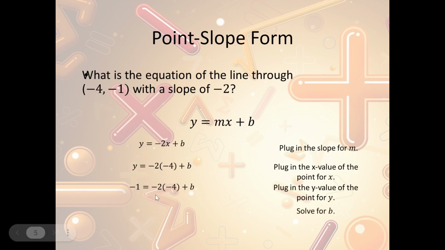Now we just solve for b. Well, negative 2 times negative 4 is positive 8. So that's negative 1 is equal to 8 plus b. We're going to get rid of this 8 by subtracting. So we subtract 8 from both sides. And we get negative 1 minus 8 is negative 9. That's equal to b. Now we plug this back into our y equals mx plus b form. y equals negative 2x, and then our b is negative 9, so it's minus 9.